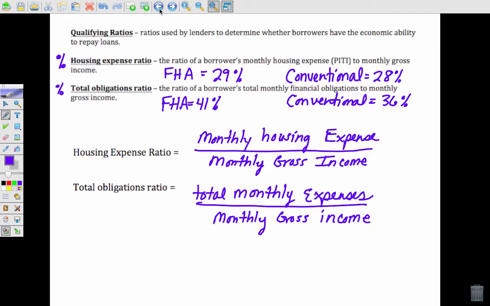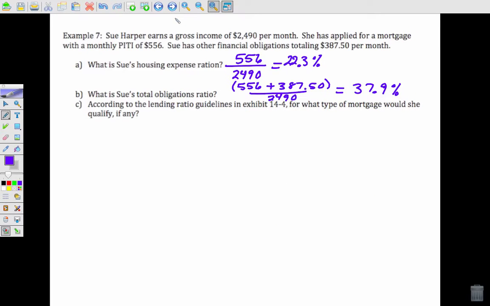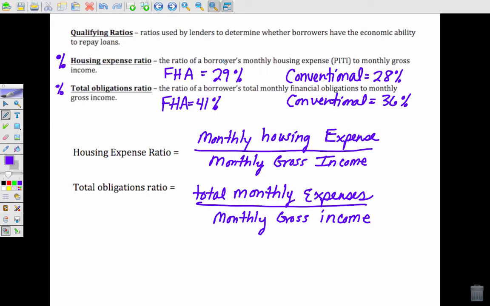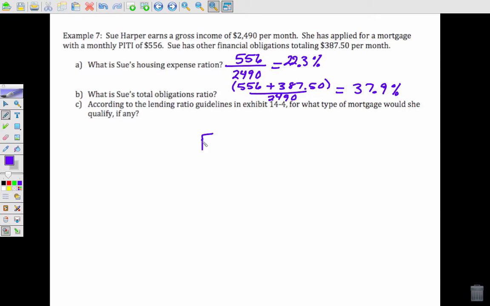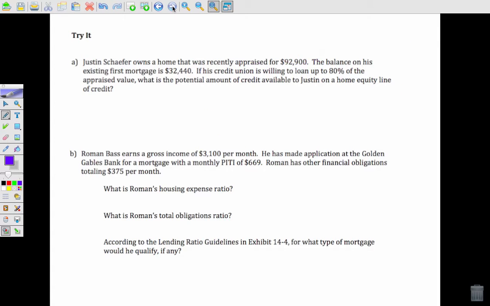Looking at these two percents, I'm going to go back to the ratios here. She's over the 36% for the conventional. So we have to fall within the FHA. She's lower than 29 and, excuse me, not 28, 29 and 41 for the FHA. So FHA is what she is able to do.